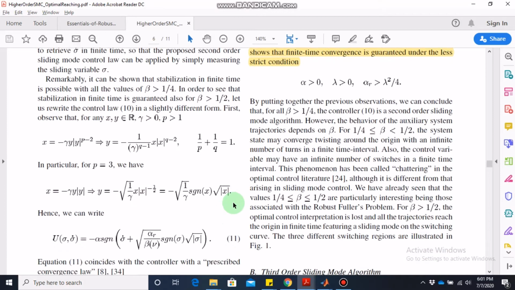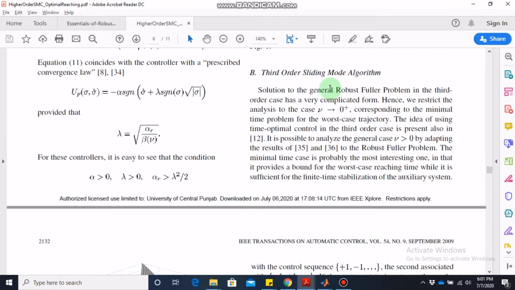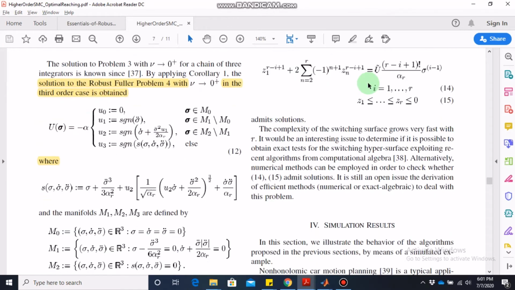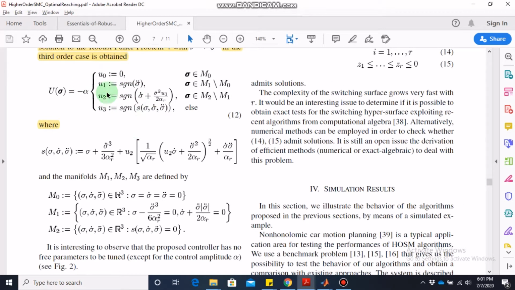Well, this is the third order sliding mode control algorithm presented in this paper, and this is the control law for third order sliding mode control. The authors have defined three manifolds. The first is the M0 manifold, where the sliding surface, its first derivative and its second derivative, all three are simultaneously equal to 0. Then there is a second manifold in which this equation and this equation are both satisfied simultaneously.